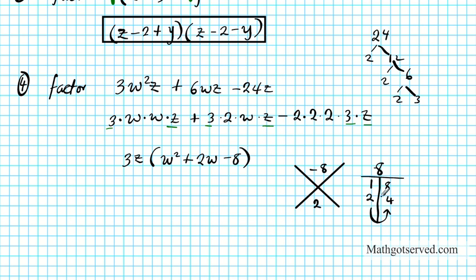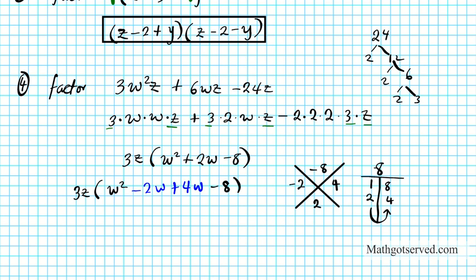Now, let's see what combination can generate 2 from this list. We know 2 and 4 can generate 2, so let's put it here. 2 and 4, it doesn't matter the order that you write it in, you still get the same answer. Since the sum is positive and the product is negative, that means the smaller number has to be negative. So let's insert that back into the expression in the parentheses. We're going to have 3z times (w² − 2w + 4w − 8).